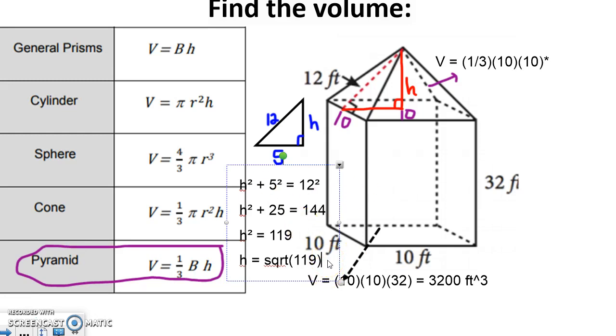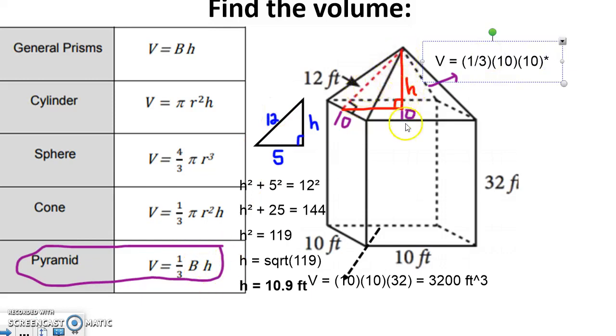If you want to find the decimal, you can. I will. I sometimes just leave it as a square root. So we get that the height is about 10.9 feet. So that is the height of my pyramid. So now I can go ahead right here, and where I was going to plug in for H, for how tall my pyramid is, I can put 10.9.